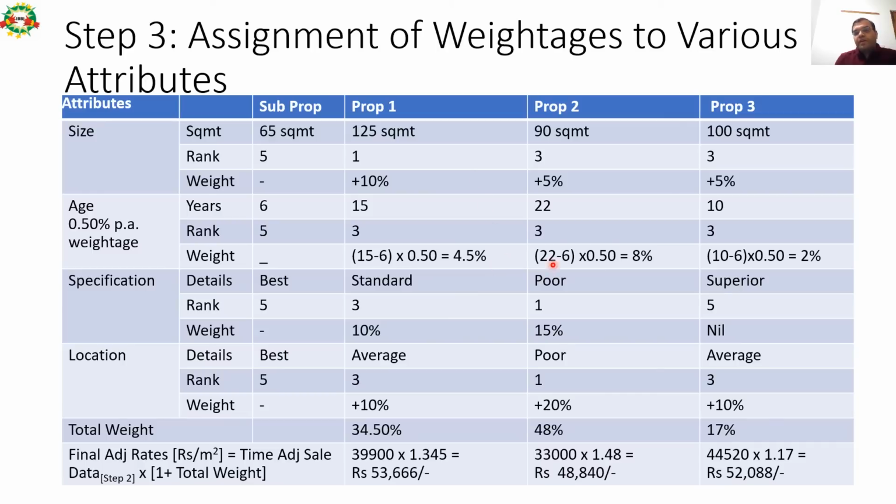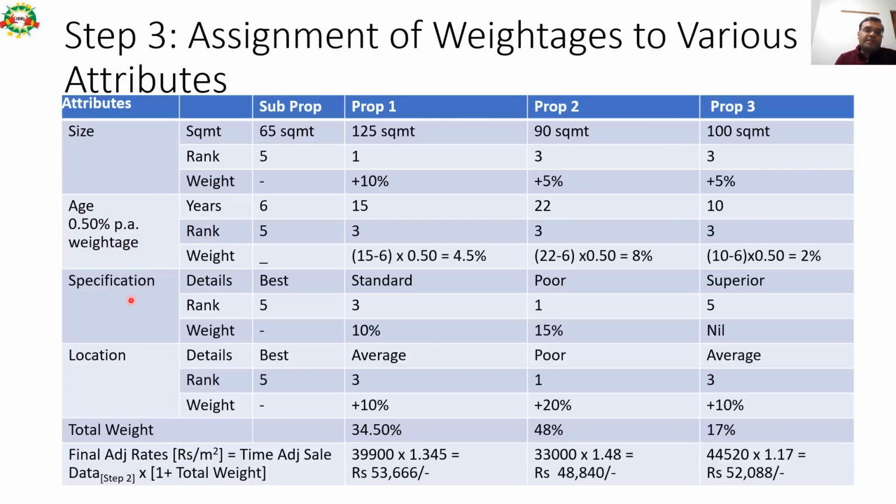Likewise, property 2 is 22 years old and the subject property is 6 years old, so 16 years is the gap between the two properties. To meet that gap, we have to increase the price of property 2 by 8%. In case of property 3, we have to increase the price by 2%, because the third property was 10 years old and the subject property is 6 years old, so the age gap is 4 years, and at 0.5% per annum weightage, a 2% price increase matches these two figures.